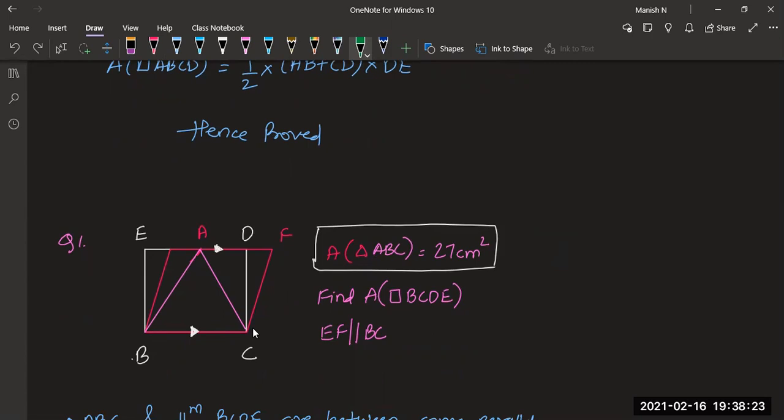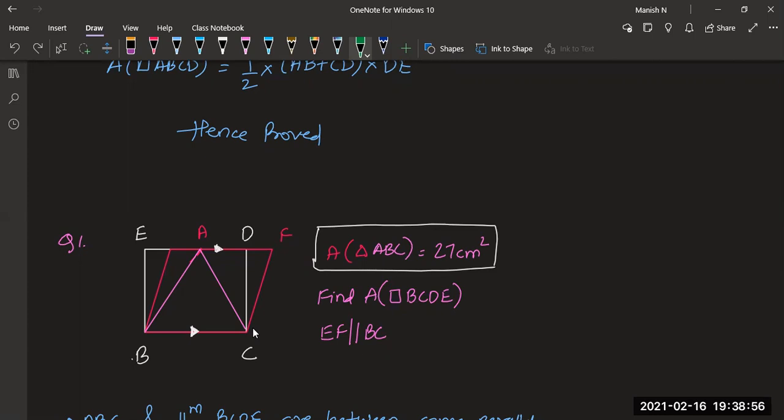You have to find the area of quadrilateral BCDE. Now it is given that EF and BC are parallel. You can see in the diagram also they have the same arrow. Whenever these arrows are given in the diagram, it implies that they are in the same direction, which means they are parallel. So BC is parallel to EF, which means the triangle and the quadrilateral are both between the same base and between the same parallels, right?